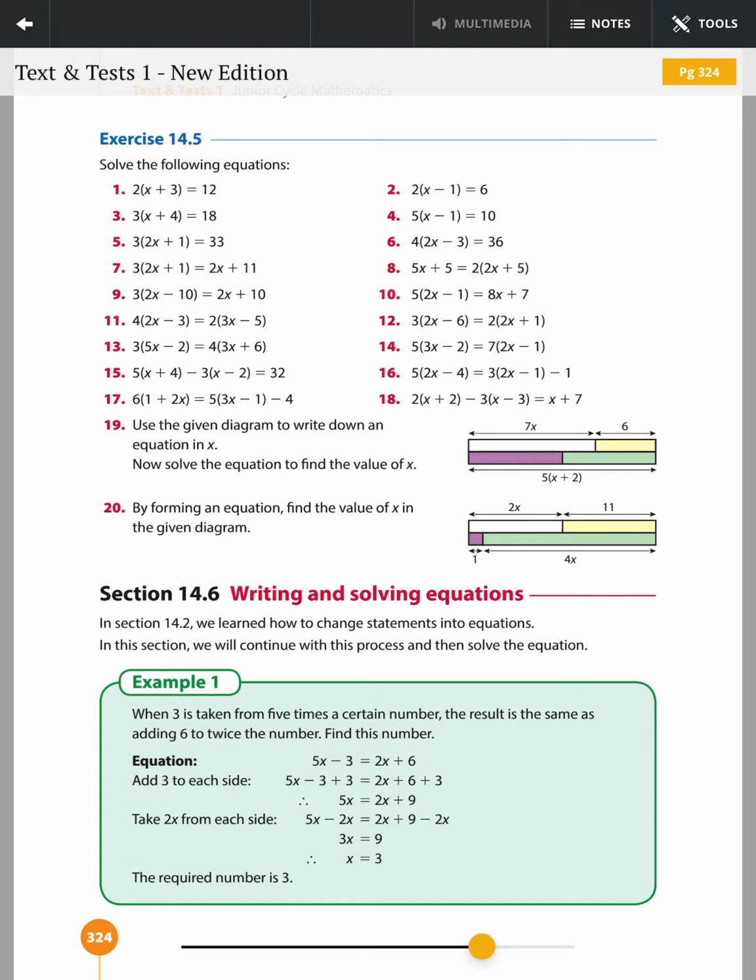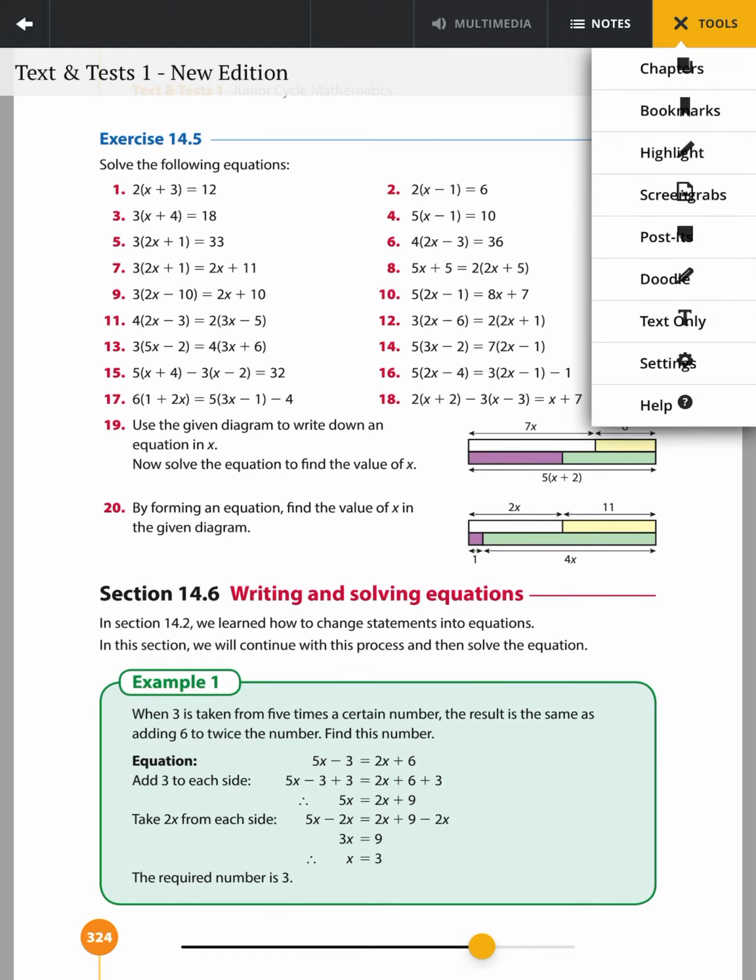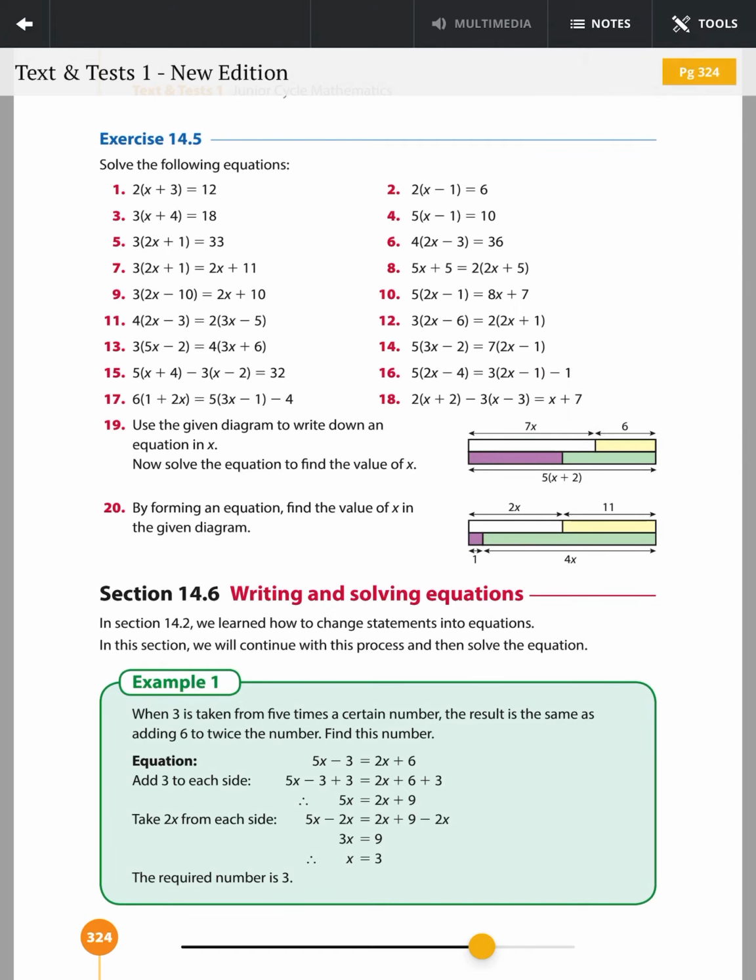So when 3 is taken from 5 times, so 5 times a certain number would be 5x, and you're going to take 3 from that number. So you can see down here, 5x minus 3 is the first line of that left-hand side of the equation, because that is when 3 is taken from 5 times a certain number. The result, when you see the term the result, you can assume that's the equal sign, is the same. So the result is the same, so they're equal, as adding 6 to twice the number. The number is still x, twice the number is 2x, and if you add 6, it's 2x plus 6. So the first line then you have 5x minus 3 is equal to 2x plus 6.